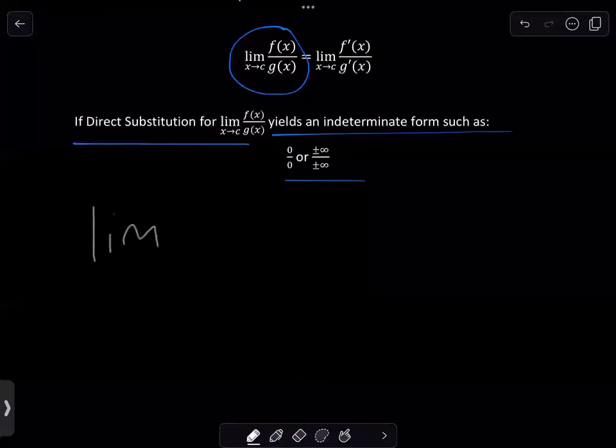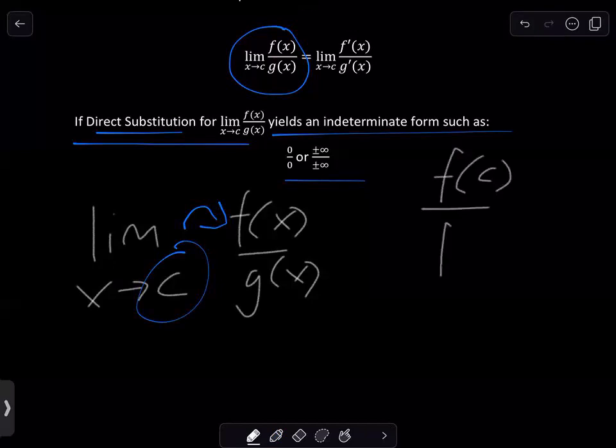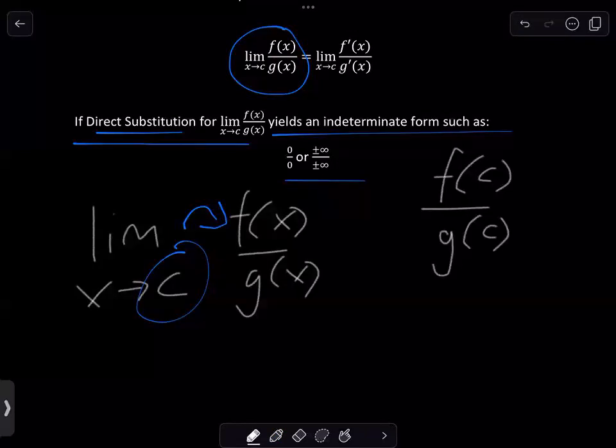Let's say I give you the limit as x approaches c of f of x over g of x. What you're going to do, firstly, is use direct substitution. Direct substitution, as the phrase implies, is directly substituting c into this function. So you're going to substitute c into f of x, and then substitute c into g of x. Okay, so you're going to get f of c over g of c. You're going to calculate both of those.